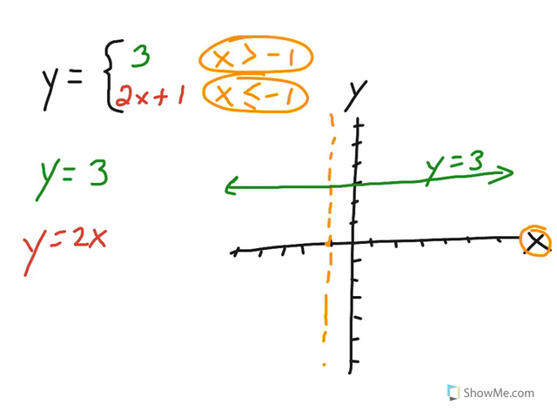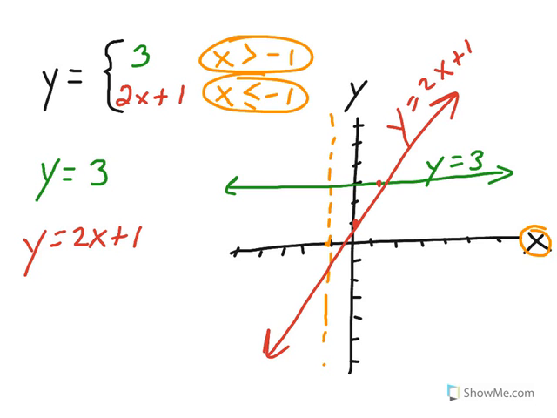Now let's go down to the red one and do the same thing. y equals 2x plus 1. I'm going to draw that function in. I'm going to start at +1. I'm going to go up 2 over 1. So I get a function that looks like this. y equals 2x plus 1.